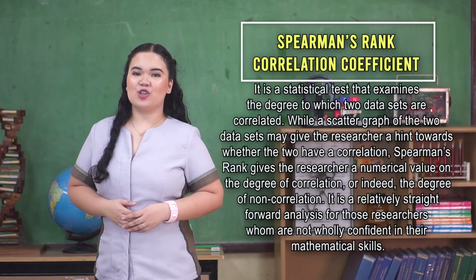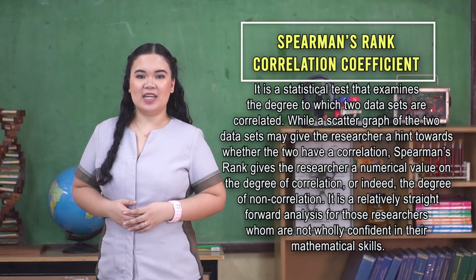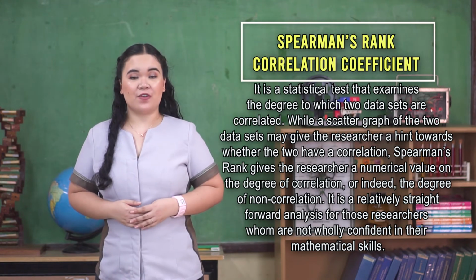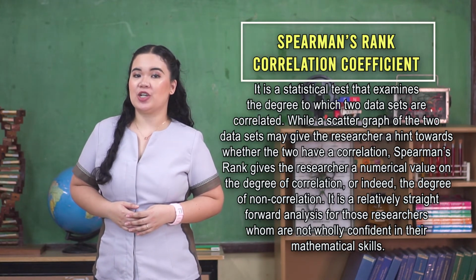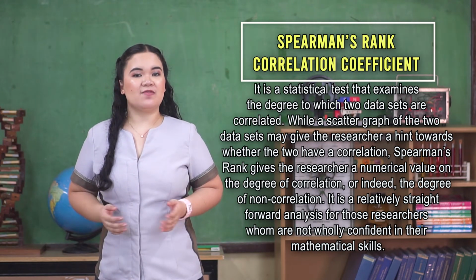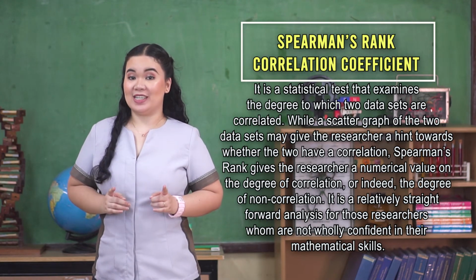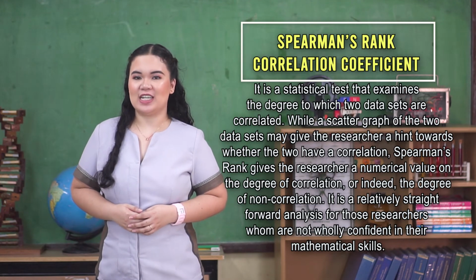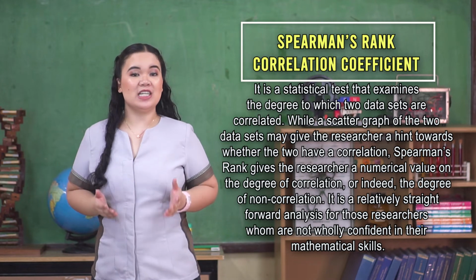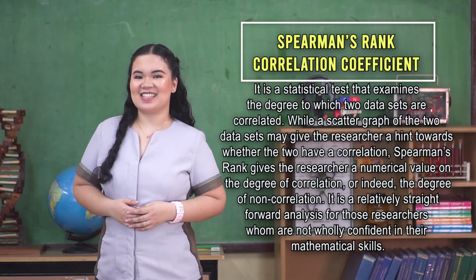The Spearman's rank correlation coefficient is a statistical test that examines the degree to which two data sets are correlated. While a scatter graph of the two datasets may give the researcher a hint towards whether the two have a correlation, Spearman's rank gives the researcher a numerical value on the degree of correlation, or indeed, the degree of non-correlation. It is a relatively straightforward analysis for those researchers who are not wholly confident in their mathematical skills.